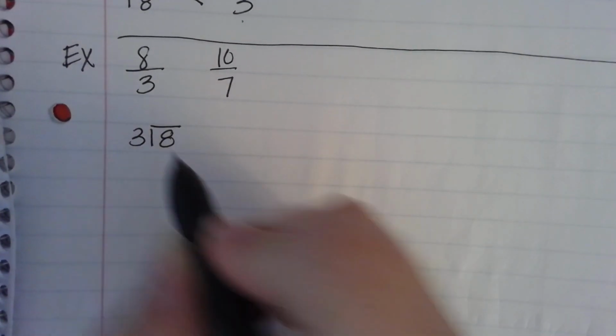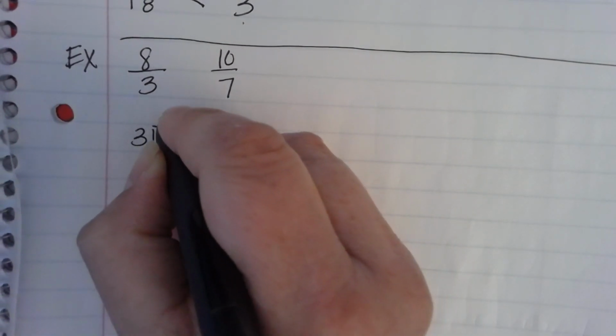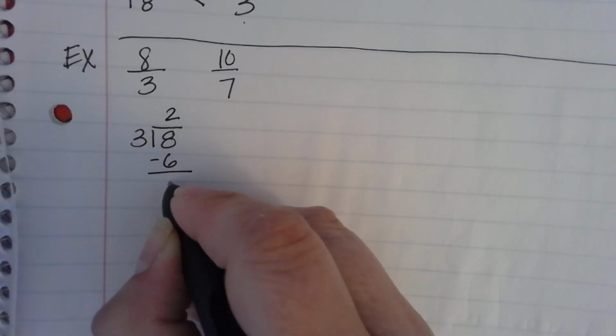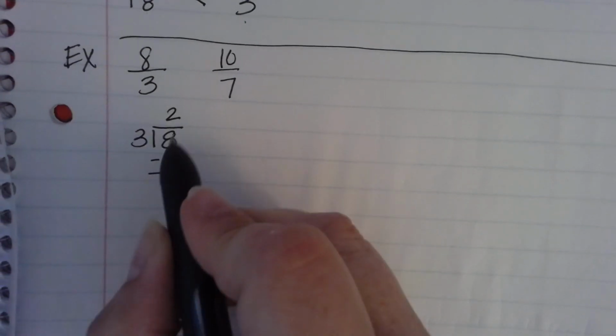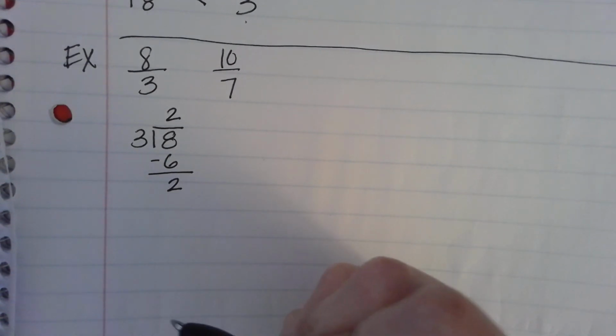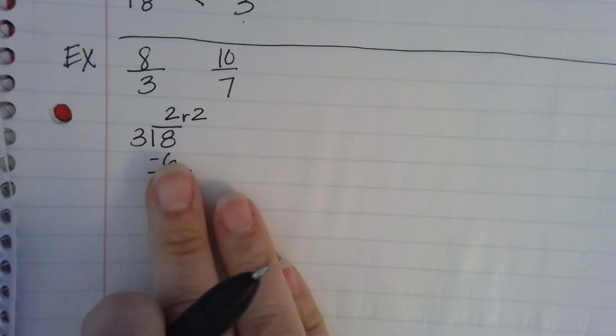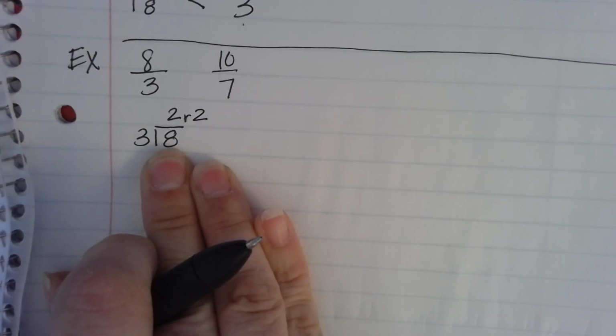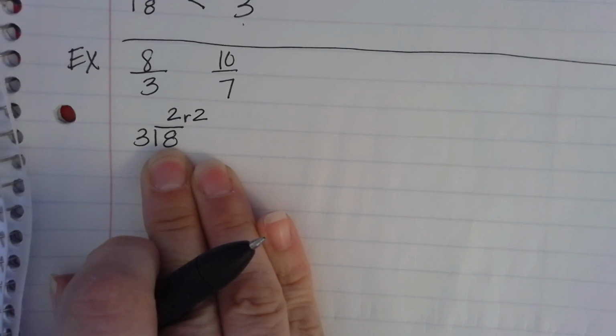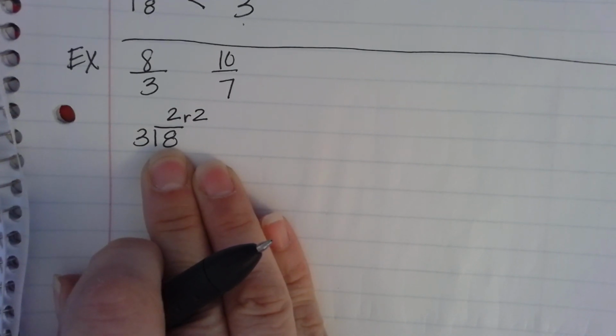So 3 goes into 8 2 times. Thank you. 3 times 2 is 6. I subtract with the remainder 2. Now, if you guys just want to put that 2, you don't have to put all of these steps. So I end up with 2 remainder 2. So if you just want to look, just write this, you can. Okay? Now, that remainder becomes the numerator of my fraction.